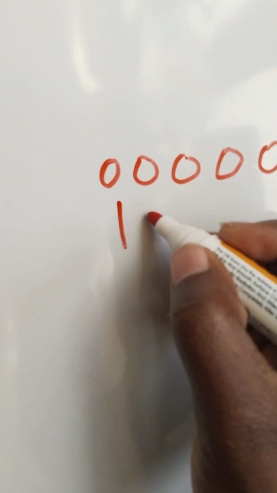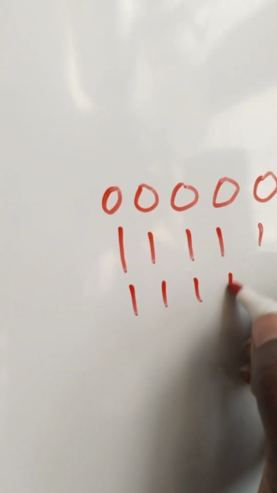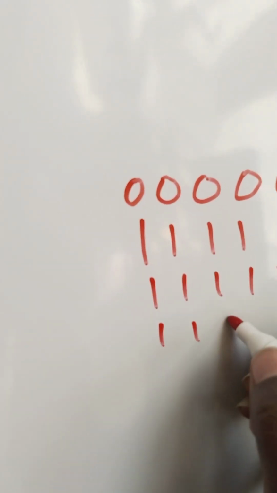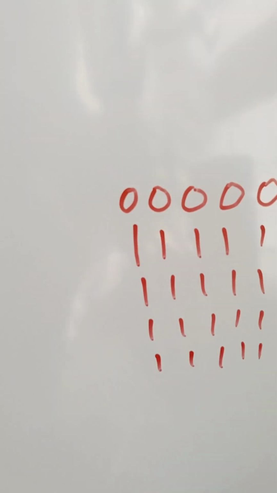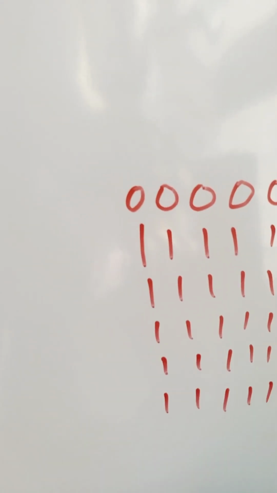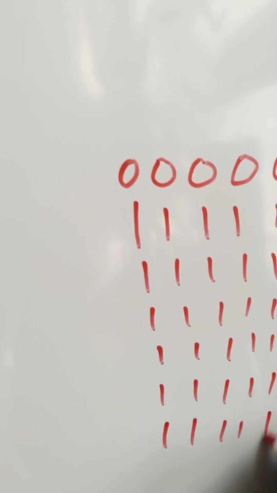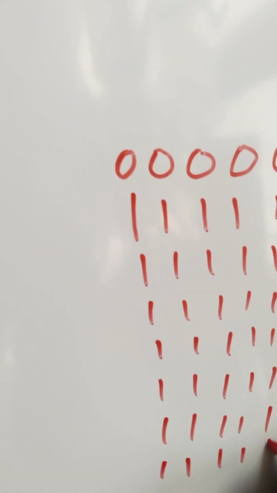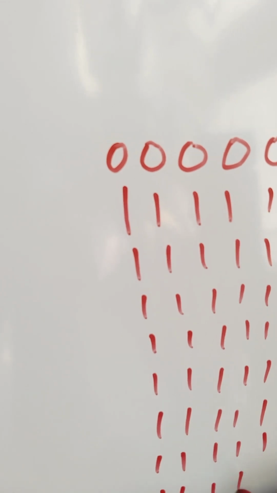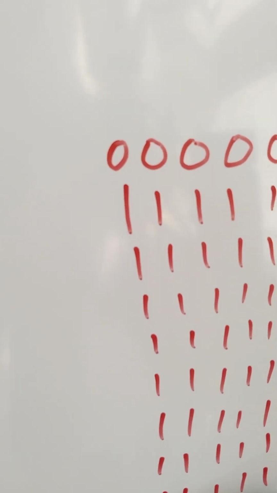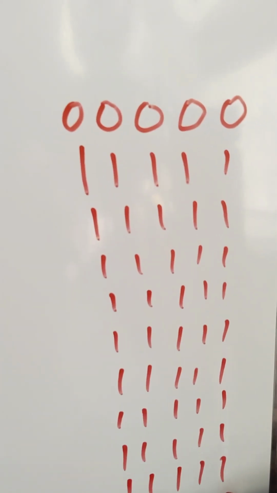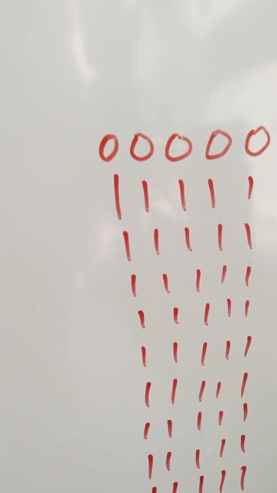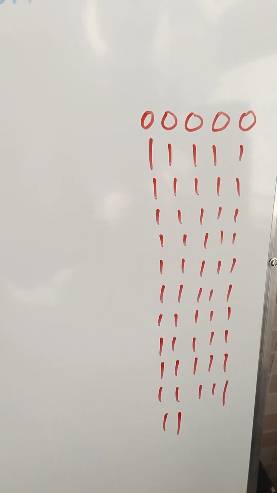So we say 1, 2, 3, 4, 5, 6, 7, 8, 9, 10, 11, 12, 13, 14, 15, 16, 17, 18, 19, 20, 21, 22, 23, 24, 25, 26, 27, 28, 29, 30, 31, 32, 33, 34, 35, 36, 37, 38, 39, 40, 41, 42, 43, 44, 45, 46, 47, 48, 49, 50, 51, and 52, because they told us to stop at 52.